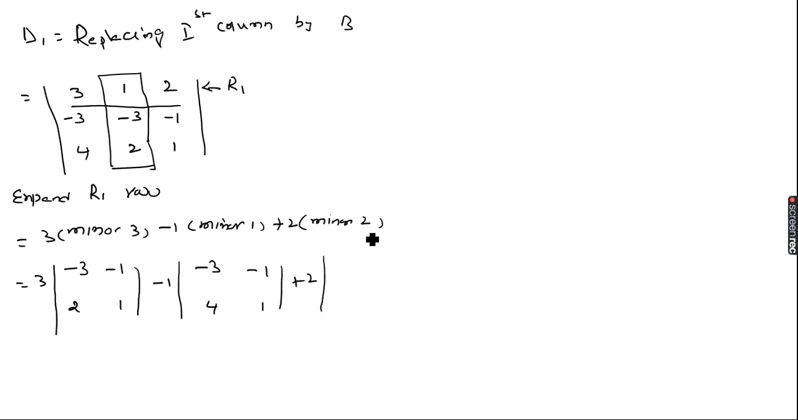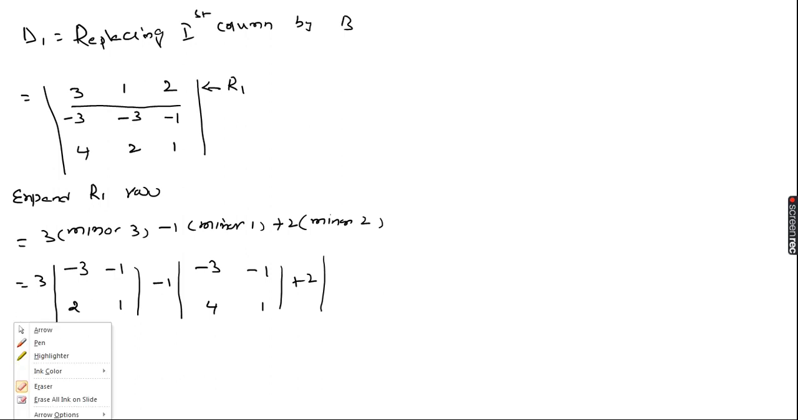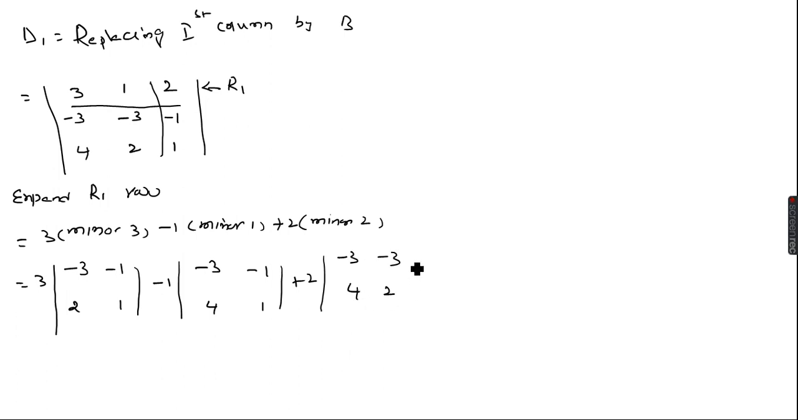Plus 2 into the minor of 2. What is the minor of 2? What is the position? The position is first row, third column. So we get minus 3, minus 3, 4, 2. And we have the basic formula: the determinant of A, B, C, D is nothing but AD minus BC. So then it can be solved.